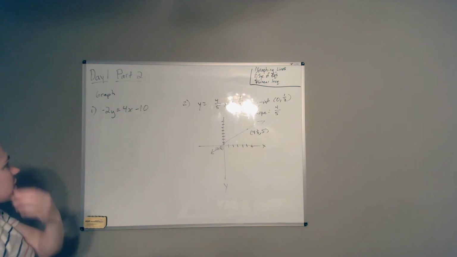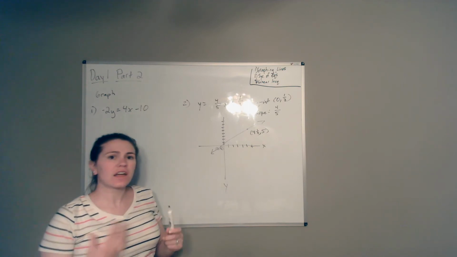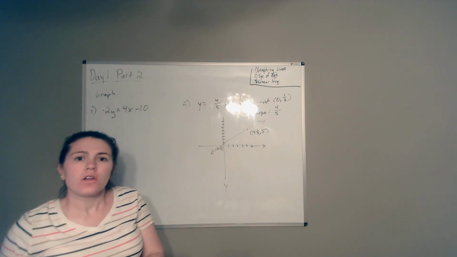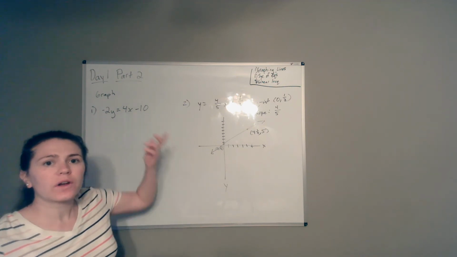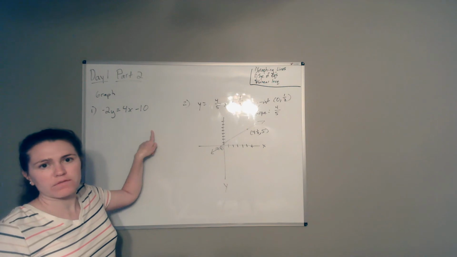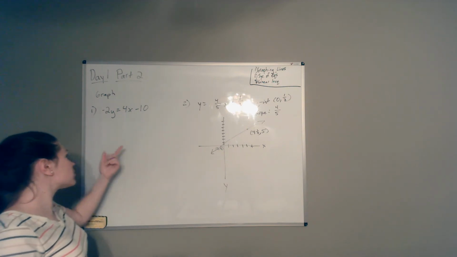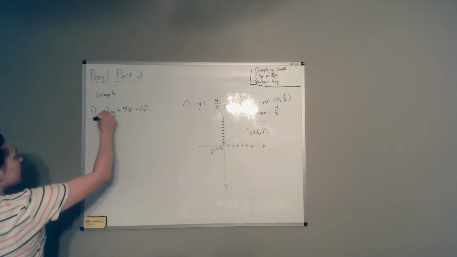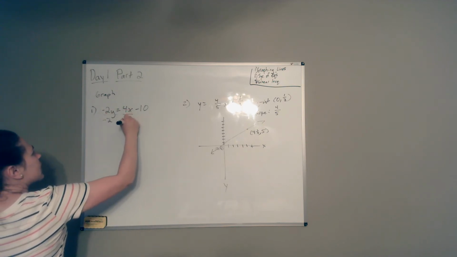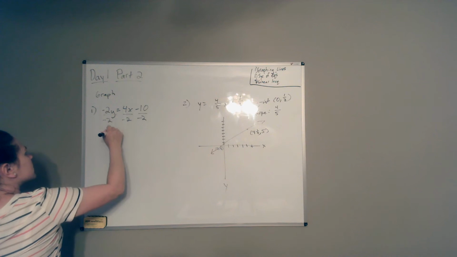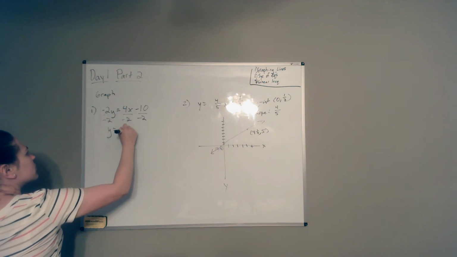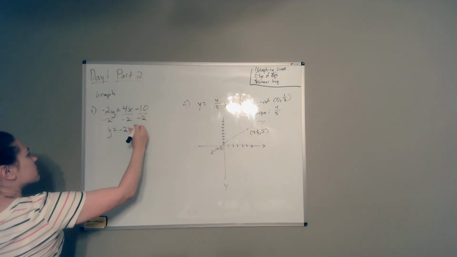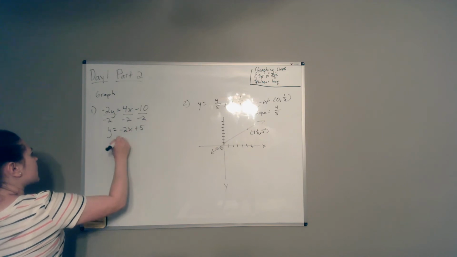-2y equals 4x minus 10. So this is neither slope-intercept form nor is it standard form, so you're going to want to rewrite this equation to be in one of those forms. I would choose slope-intercept form to convert this one into because we're really close to being in that form. You just got to divide everything by -2, so that's going to give us y equals 4 divided by -2, -2x, -10 divided by -2, 5.